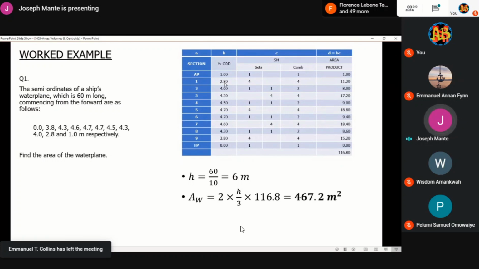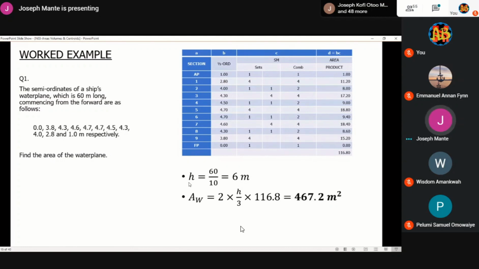4 times 2.80 gives you 11.20. 2 times 4.0 gives you 8.0. 4 times 4.30 gives you 17.2. So you multiply all of them. When you finish, you sum them up. When you sum all this area, you are going to get 116.80. When you get them, then you can say that now the h is the interval.